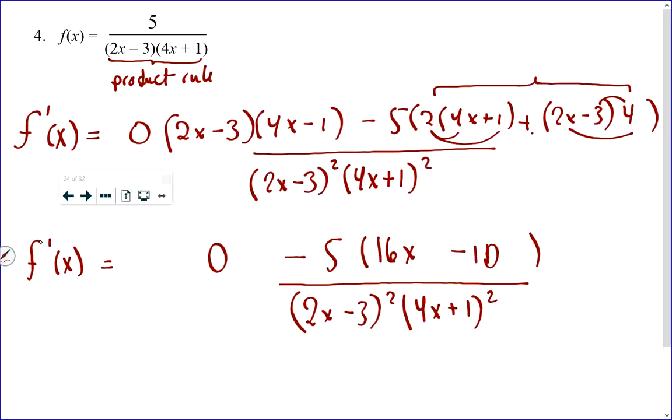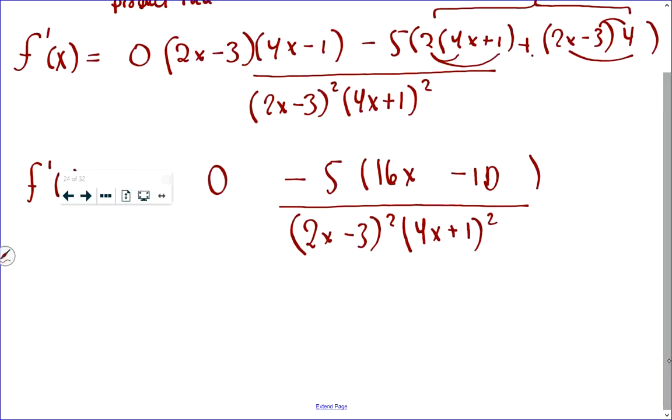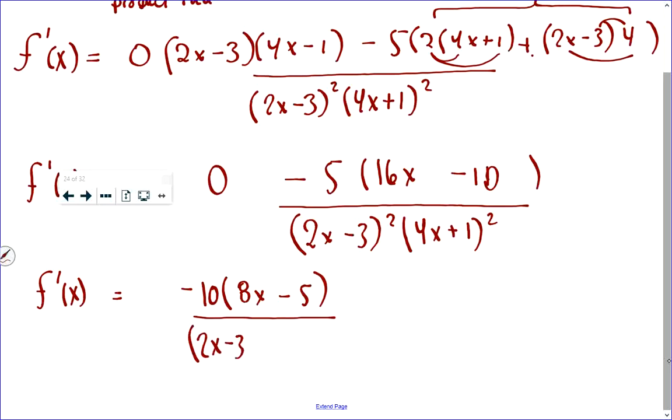You can take out a 2 out of that factor in the numerator, and instead of writing negative 5 outside the brackets, you can put negative 10. So f prime of x is negative 10. We're taking the 2 out of here to join forces with the 5, and we get 8x minus 5 over 2x minus 3 quantity squared, 4x plus 1 quantity squared.